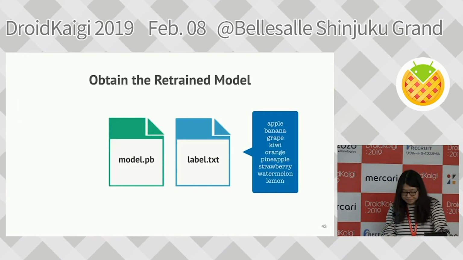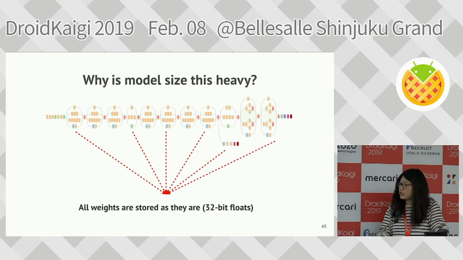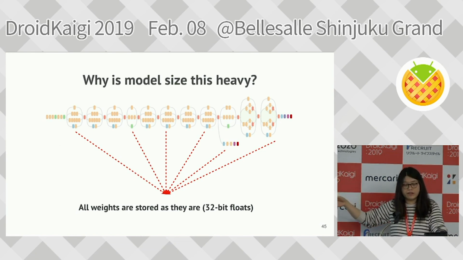It's actually okay. Once your transfer learning is finished, you will obtain the retrained model, which is a portable file, with a label file. And you can just use them inside your models, inside your Android applications. But at the time, my Android application got really, really huge. It was 80 megabytes. I was like, why is it so heavy? Actually, because the model stored all the weights as 32-bit floats. So they get really heavy. And actually, we don't need that kind of precision.